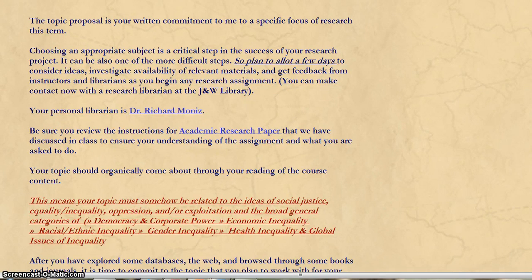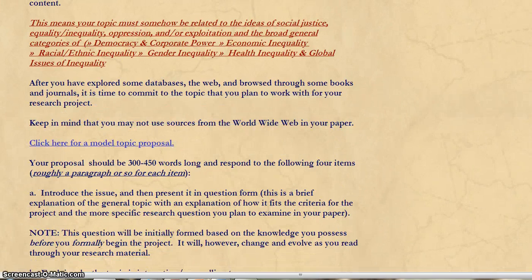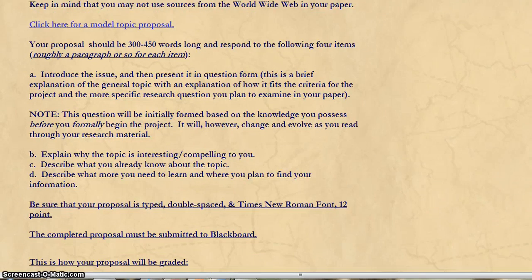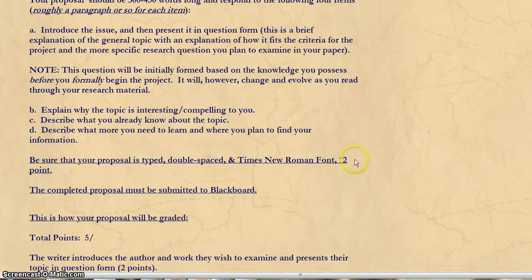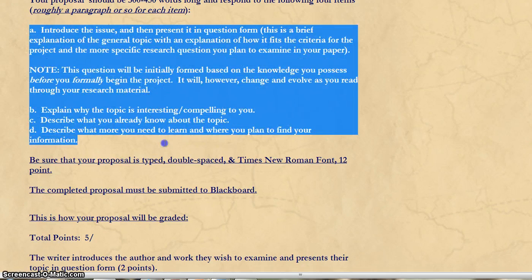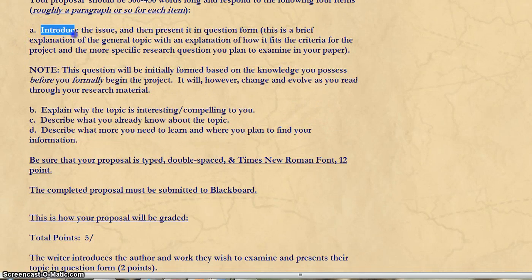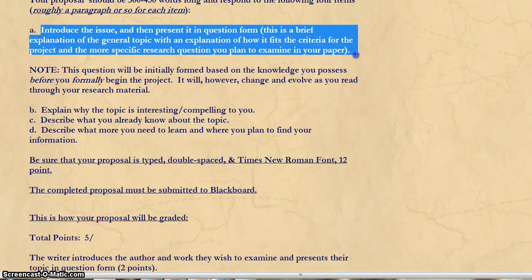So to write this proposal, essentially what you're going to do is write 5 paragraphs. It's fairly simple, and those paragraphs are outlined right here for you near the bottom of the instructions. Each of these represents a paragraph. In your first paragraph, what you're going to do is introduce the issue and then present it in question form. Now what I mean by present your issue in question form is just to provide your research question. So your research question should probably come at the end of that opening paragraph.